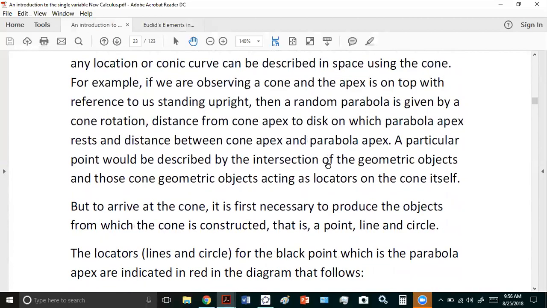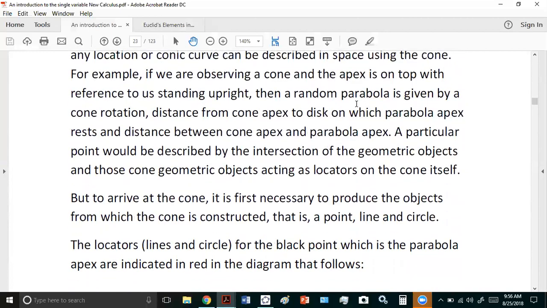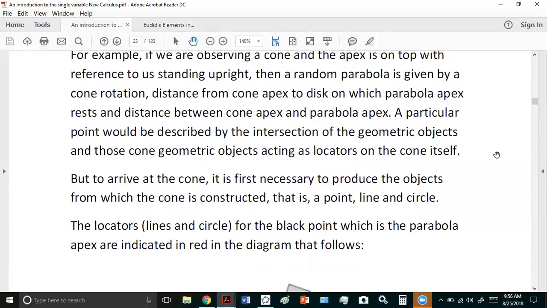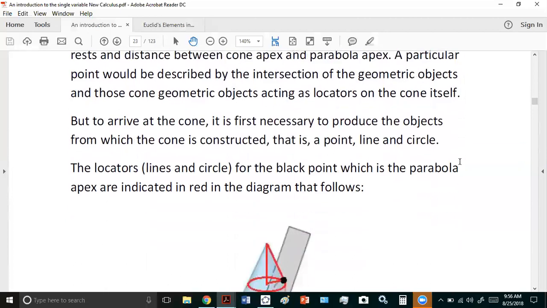For example, if we are observing a cone and the apex is on top with reference to our standing upright, then a random parabola is given by a cone rotation, a distance from the cone apex to the disk on which a parabola apex rests, and the distance between the cone apex and the parabola apex. So a particular point could be described by the intersection of these geometric objects and those cone geometric objects acting as locators on the cone itself.